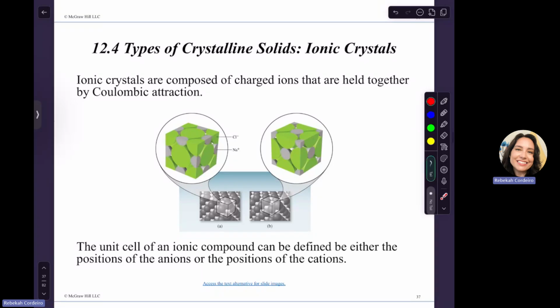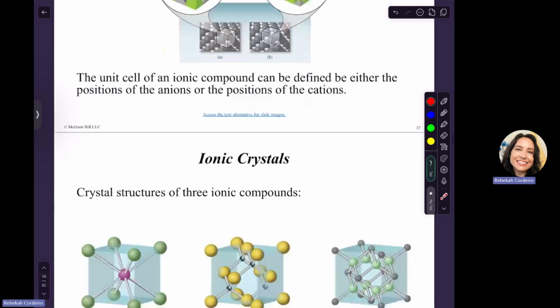I'm going to go a little bit faster through this section because there's not a lot of new information. So ionic crystals are very similar to what we're talking about. A unit cell of an ionic compound is basically the anions and the cations, but we can actually just think about it as one or the other. And so we can define the unit cell according to the anions or the cations. And so it can be easier for us to try to figure out which one we want to look at for whatever question we're trying to find.